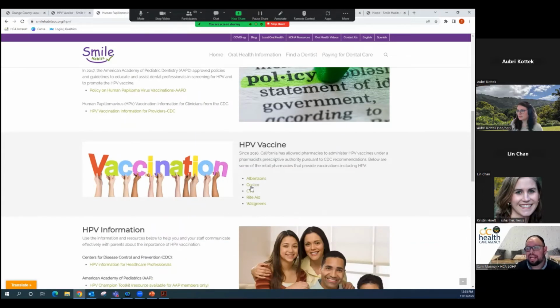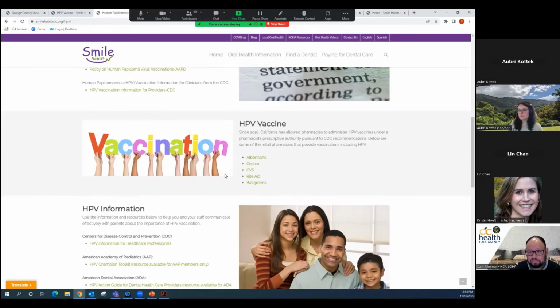Where individuals can get the vaccine. So if you are trying to help a client, a patient, figure out where they can get it, here are some locations in the area that can do it. So you click on the link, it automatically takes you to the location where they can schedule an appointment.